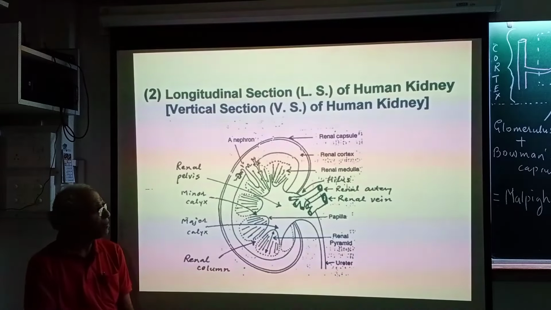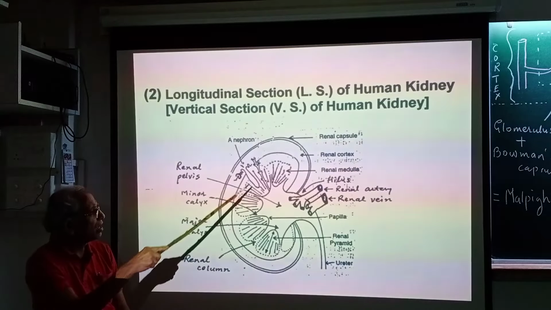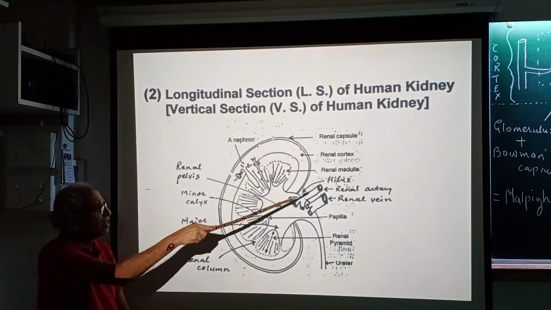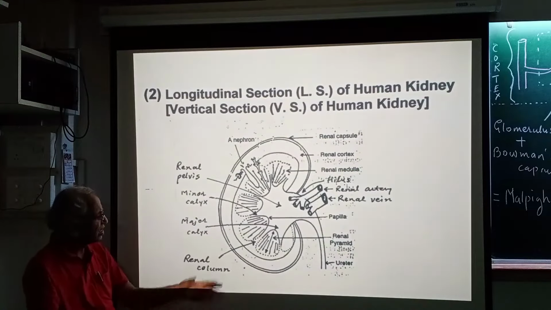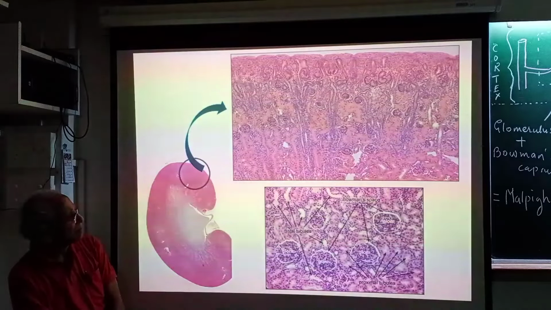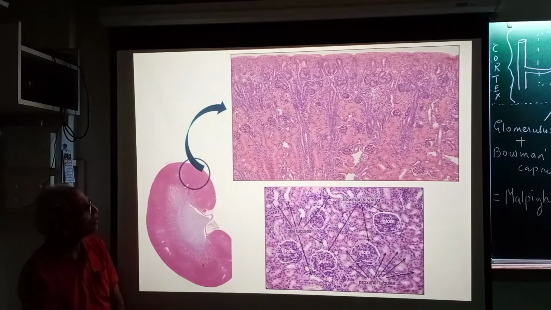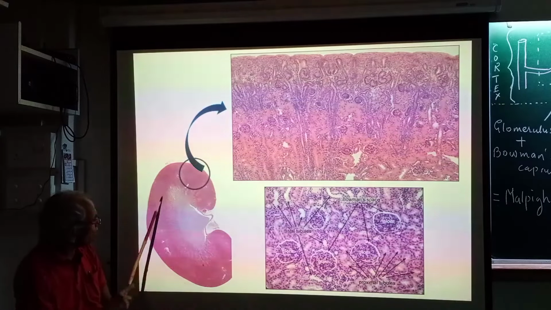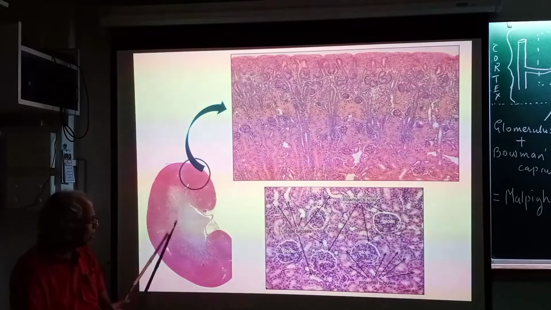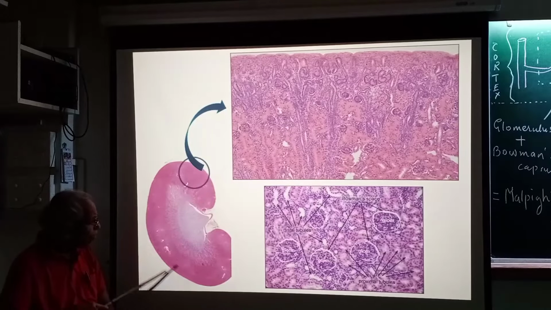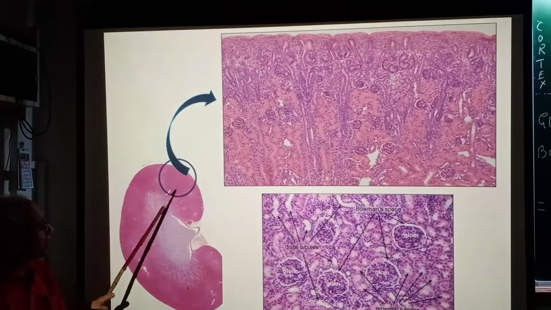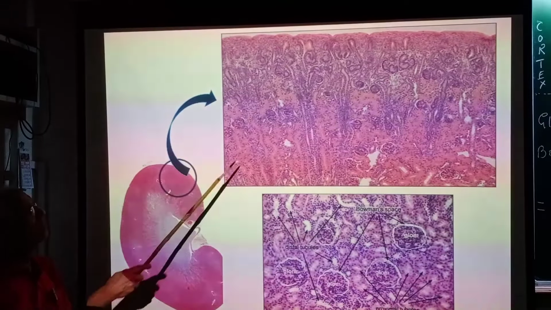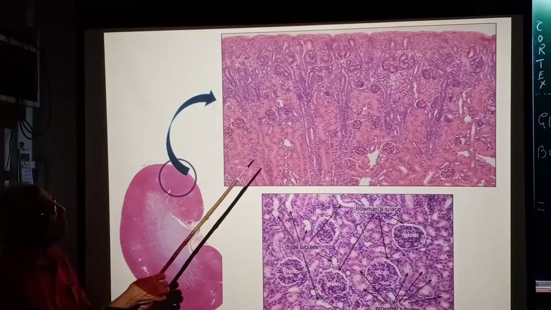I think we have talked about this. You know, cortex and medulla. Medulla has pyramids. Renal artery enters and renal vein comes out. I think we can go ahead. This is something great. You can see here the cortex and this is the medulla. The medulla is appearing faint here and the cortex is darker. If I magnify a part of the cortex, it will look like this. What are these things?